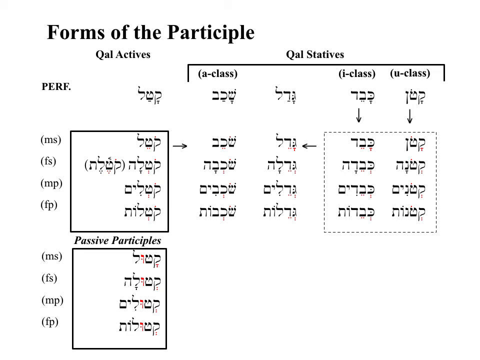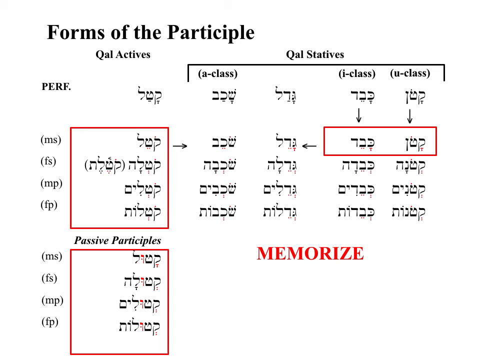Now that's a lot of information, but we want you to focus in on this. Memorize the active call paradigm, okay? The active participle, kotail, kotalah, kotelet, kotalim, kotelot. Memorize the passive participle, katul, ketulah, ketulim, ketulot. And pay attention to the fact that a participle can be identical to the stative perfect. So memorize kaved and katon.